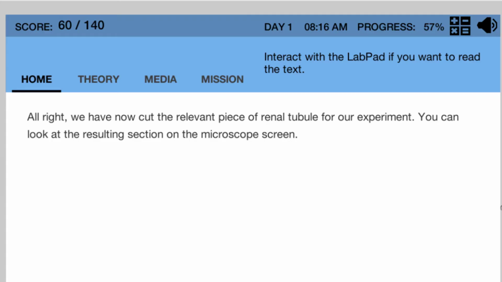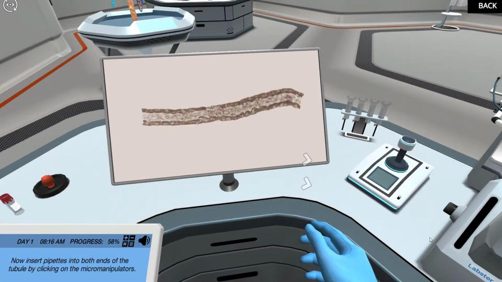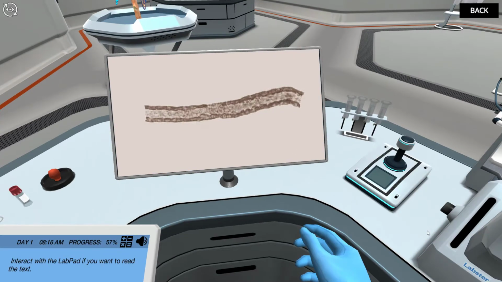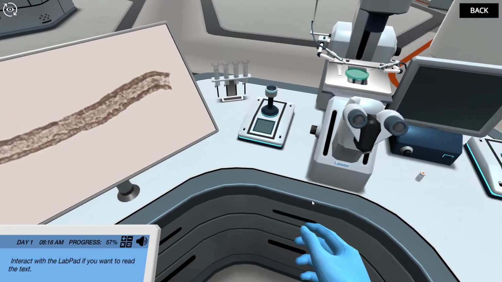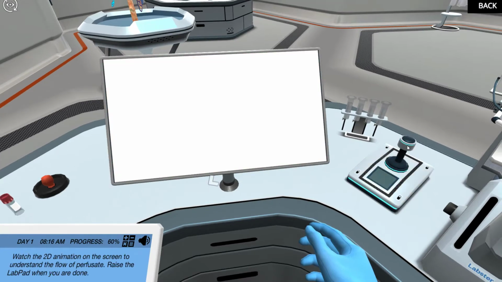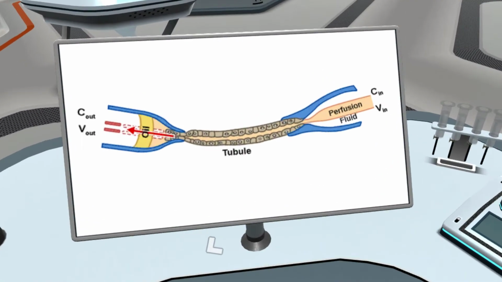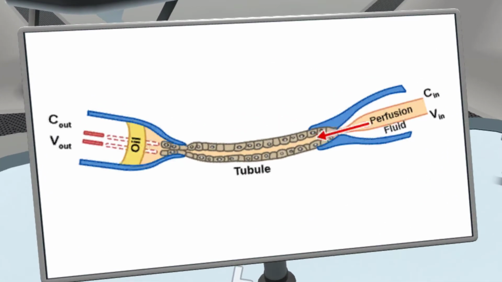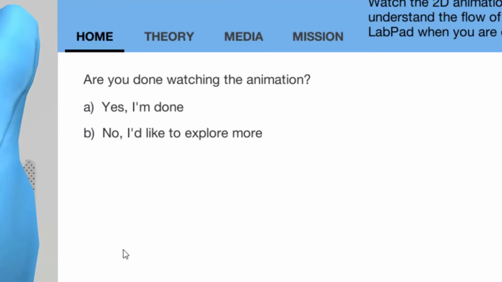Alright, we have now cut the relevant piece of renal tubule for our experiment. Now insert pipettes into both ends of the tubule by clicking on the micromanipulators. Watch the 2D animation on the screen to understand the flow of perfusate. Raise the lab pad when you are done. Are you done watching the animation?